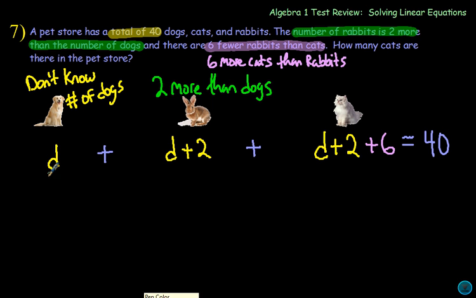So let me get those things together. So I've got a D, and a D, and another D. Well, if I have one D and another D and another D, that means I have a total of 3 Ds.